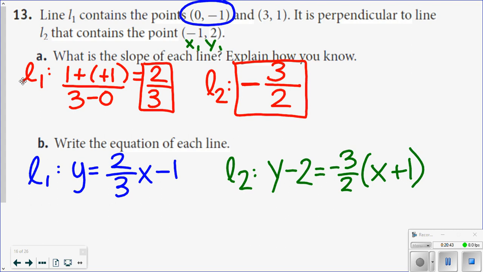Now, we could have written line 1 in point-slope if we use this, x1, y1. Doesn't matter. I would have taken both answers if this was homework or a quiz.